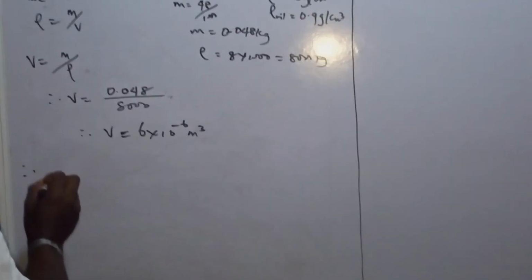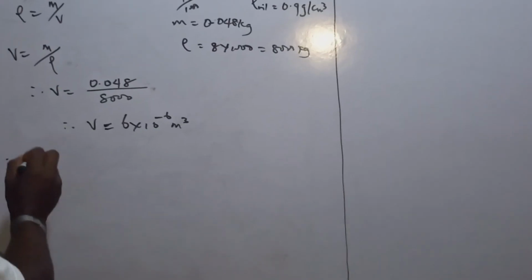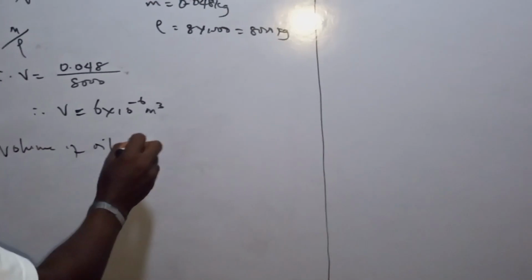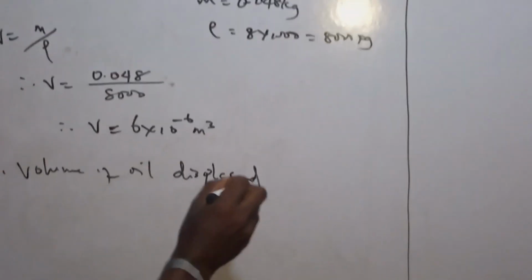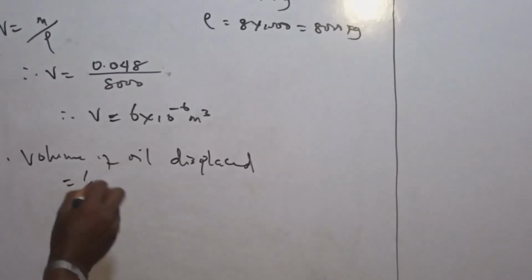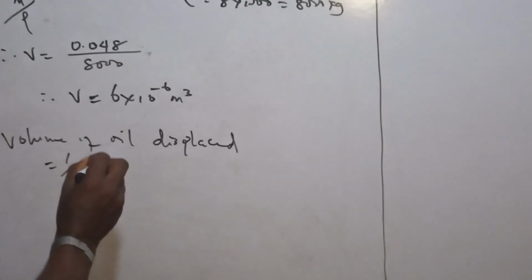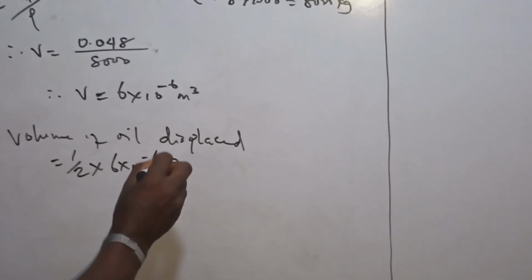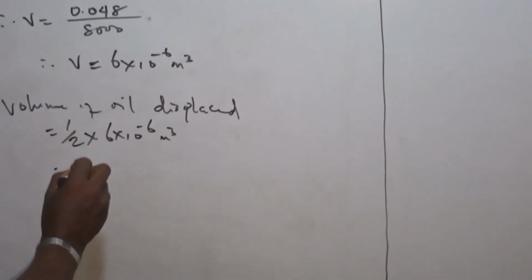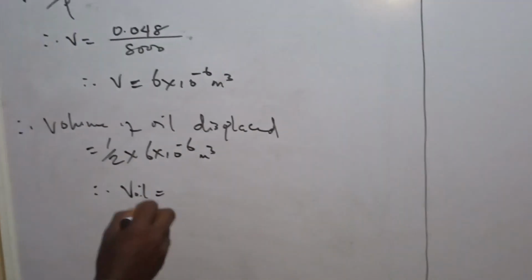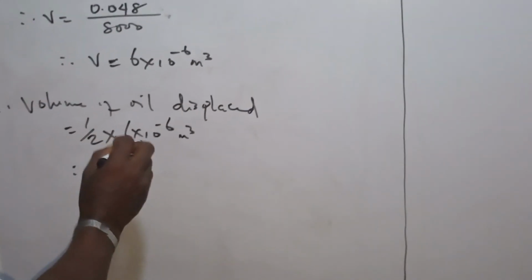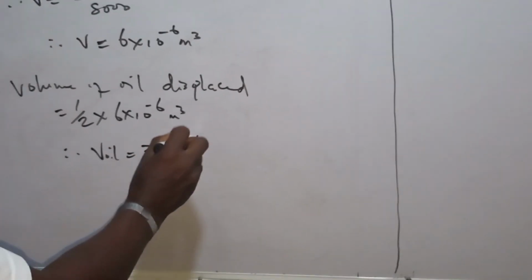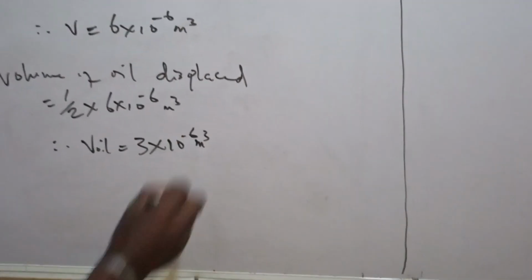Therefore, the volume of oil displaced will be equal to 1 over 2 times 6 times 10 raised to the power minus 6 meter cube. So the volume of oil is 1 over 2 times 6 times 10 raised to the power minus 6, which will be 3 times 10 raised to the power minus 6 meter cube.